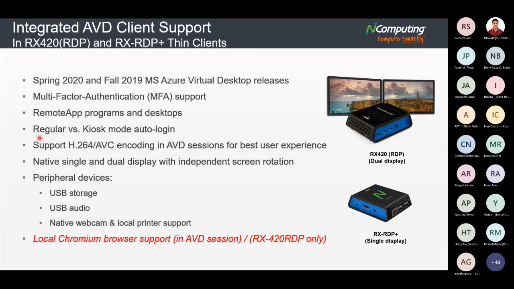For best user experience, we support H.264 encoding. And as I said, it's available in native single and dual display with independent screen rotation. We have comprehensive compatibility with numerous USB devices in terms of storage and audio, particularly for webcam and headsets. However, the local Chromium browser support, which we built into the device, is only available in our dual monitor model, which is RX 420 RDP. So if you're looking for a local Chromium browser, apart from the AVD session, it's already available in the RX 420 RDP.